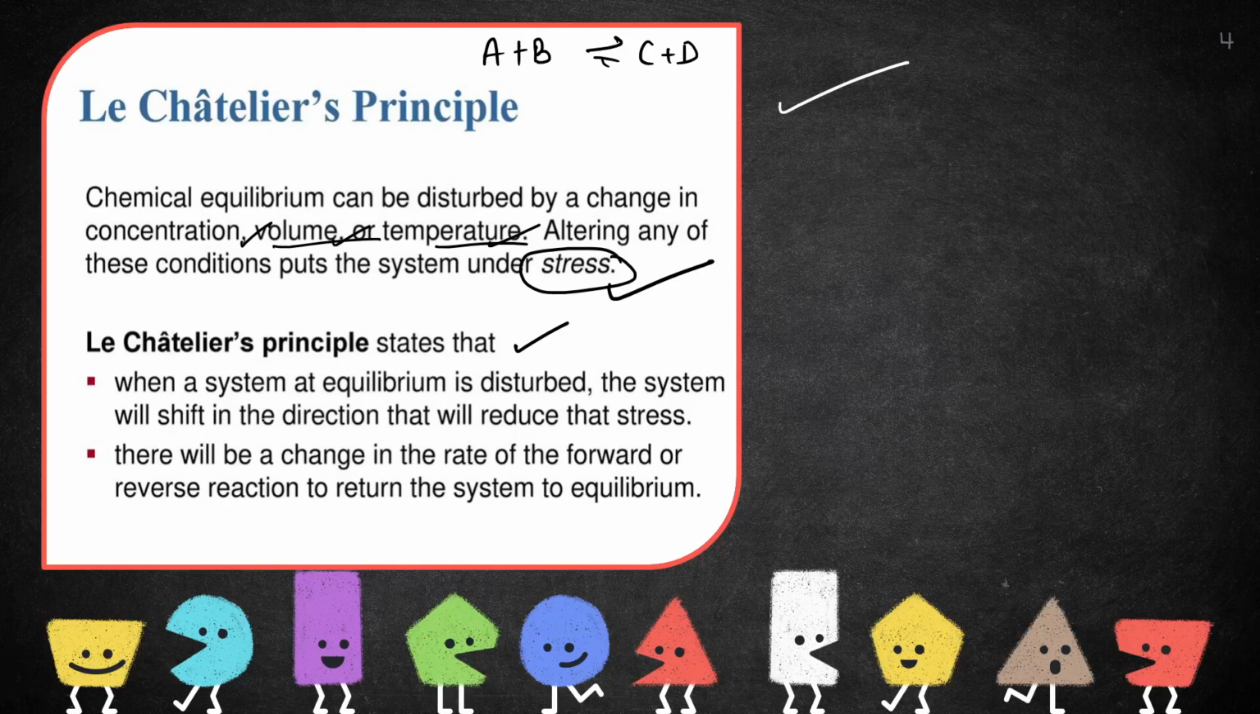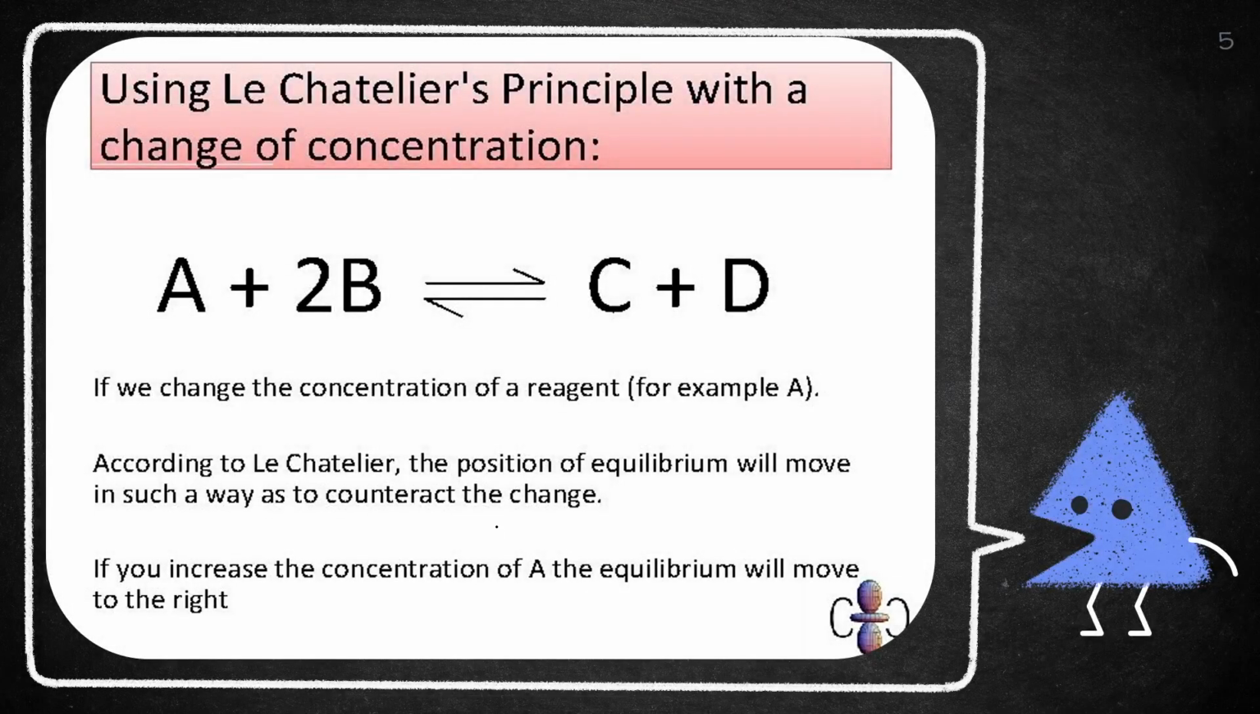So what does it state? When a system at equilibrium is disturbed, and it is very important that the system has to be in equilibrium, the system will shift in the direction that will reduce the stress. The system will try to remove the stress by shifting either forward or backward. So there will be a change in the rate of the forward or the reverse reaction to return the system to equilibrium. We'll see how. Today we'll discuss only the change in concentration using the Le-Chatelier principle.